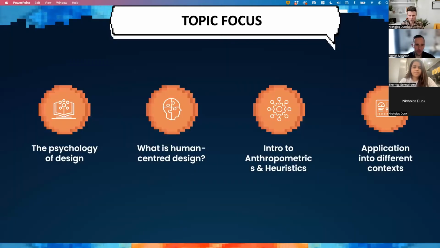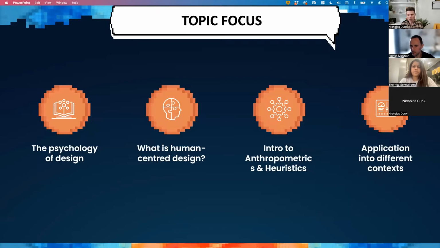So this is the topic focus for today. We're going to go at the start. I'm going to spend a little bit of time going through the topic area itself. We're going to be looking at the psychology of design. What do we actually mean when we talk about psychology and design? Then more practically, what is human-centered design? For those of you who are interested in more of an introduction into human-centered design, what exactly do we mean when we talk about it?